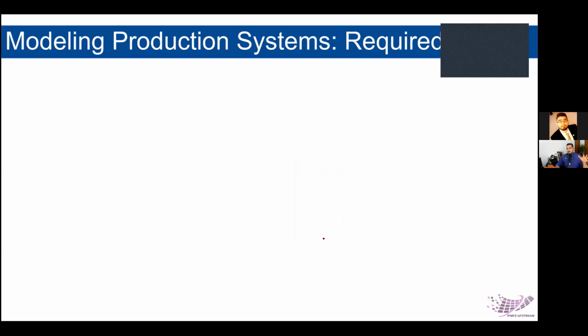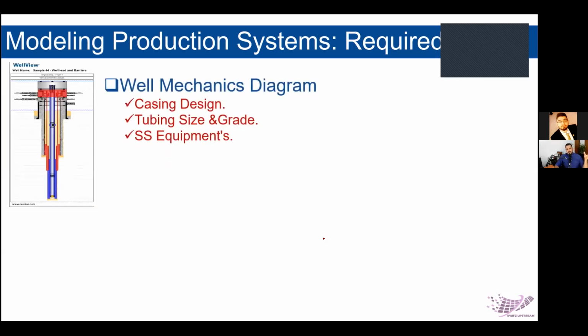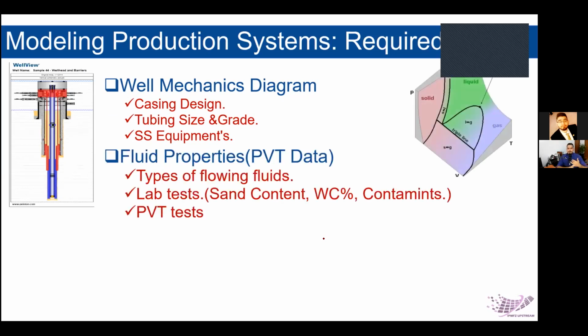So let's see what the minimum data you need to create a production model. You will need the well mechanics or the wellbore diagram. This includes the casing, the tubing grade and tubing sizes, and the subsurface equipment you have lying in the well. The second category, you will need PVT properties, which is the fluid properties flowing.